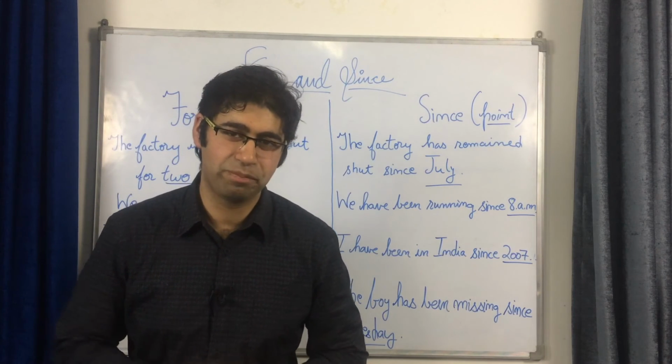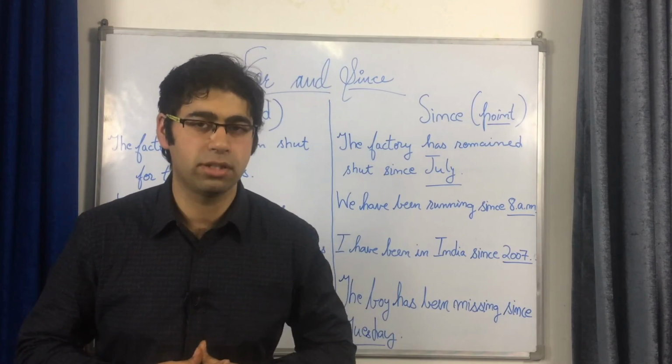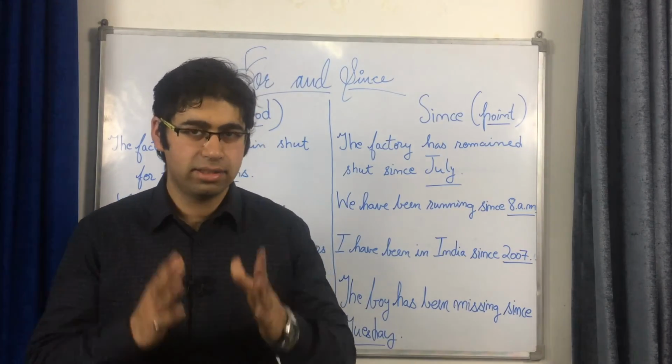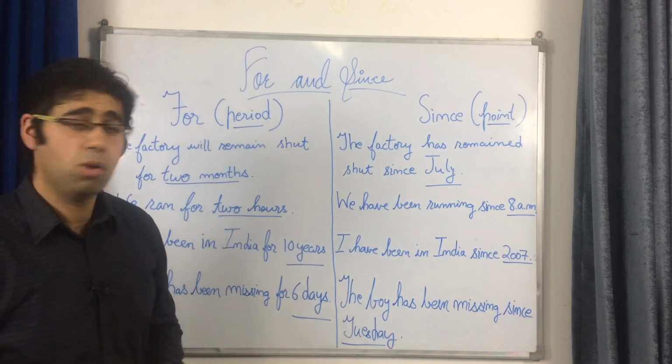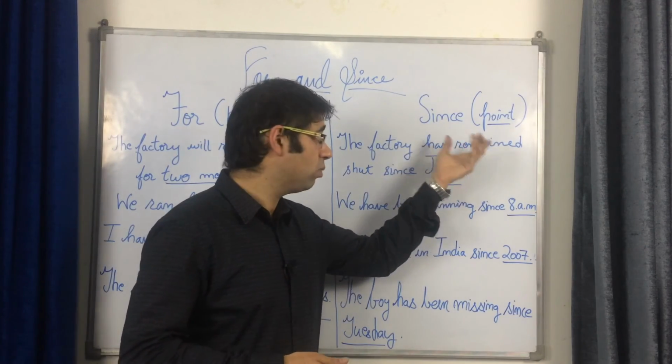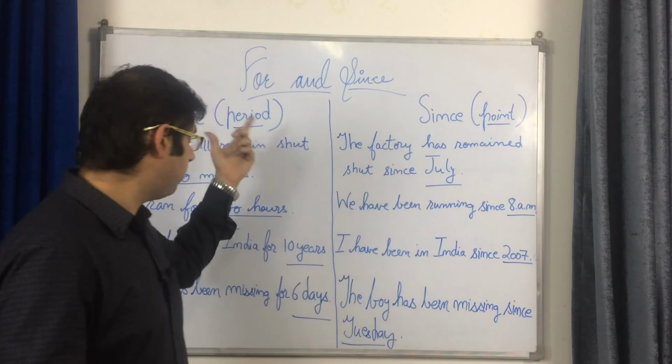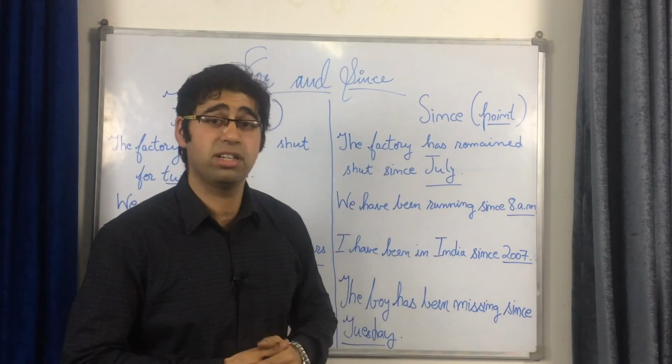All right, then, let's begin. If you were to ask a grammar teacher the difference between for and since, they'll tell you that for is used in conjunction with a period in time, while since is used in reference with a point in time. Now, what this period and point are, let's presently discuss.